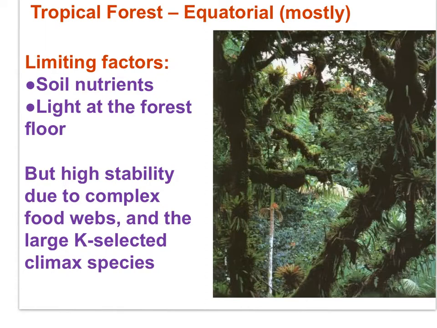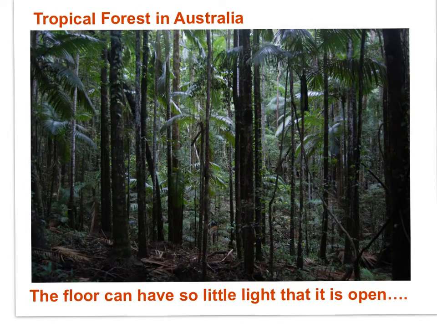But remember, tropical forests have high stability due to the complex food webs and the large K-selected climax species. The forest floor can receive so little light that it is open, supporting less growth than one might imagine. The large K-selected climax species of a forest provide many niches, supporting complex food webs and adding stability to the system.